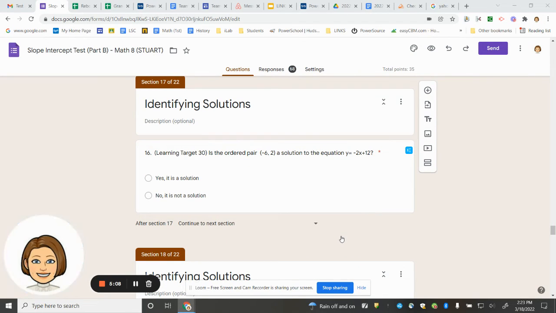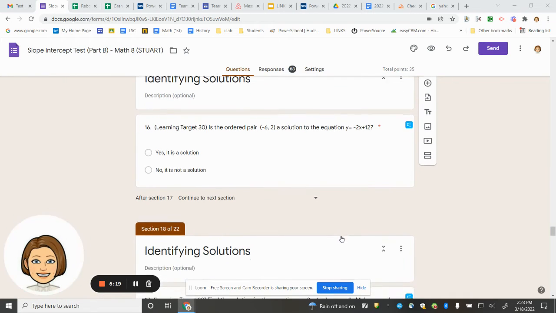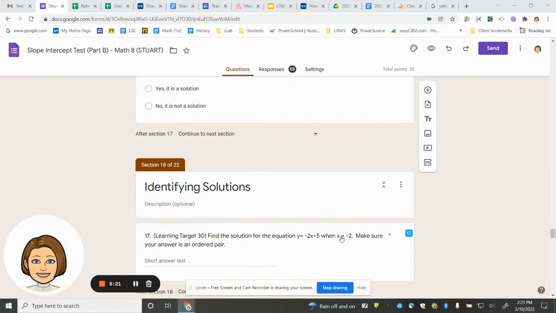Section 17, identify solutions. Is the ordered pair (-6, 2) a solution to the equation y equals negative 2x plus 12? Yes, it's a solution. No, it's not a solution.